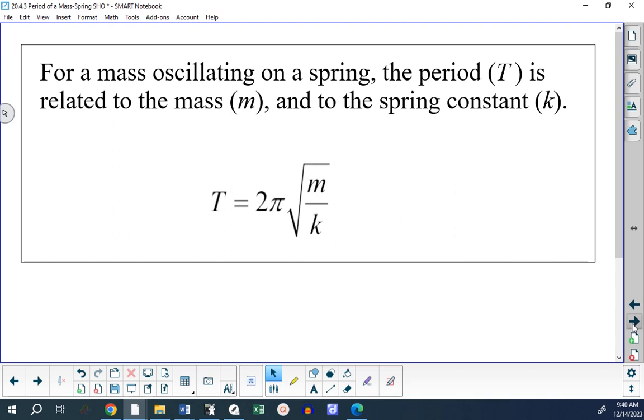So it turns out, and we don't want to get into, nor need to get into, why this is the formula. The formula is the period of a mass oscillating on a spring happens to be equal to 2 times pi multiplied by the square root of the mass divided by the spring constant. And we have to use standard units here. You have to use kilograms, you have to use newtons per meter, and all of that.